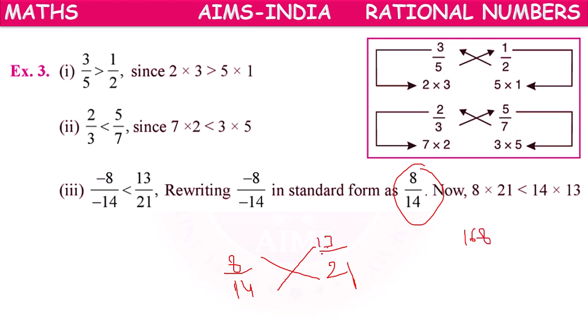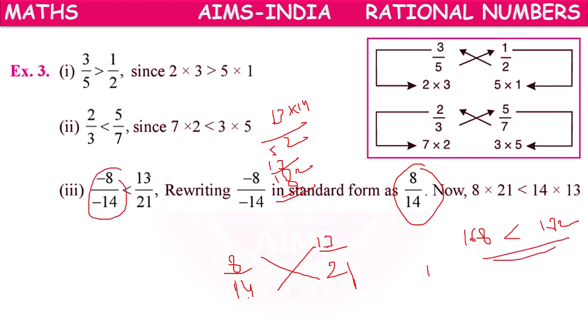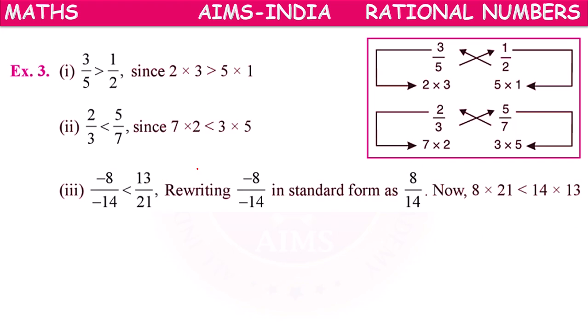13 into 14. 13 4 times 52. Sorry, 52. 13 into 14, how much? 13 into 14: 4 3 times 12, 4 1 is 4, 4 plus 1 is 5. 1 3 is 3, 1 1 is 1. So what is coming? 182. We are getting 182. So 168 is less than 182. So the first fraction is less than the second fraction. Like that we can compare.